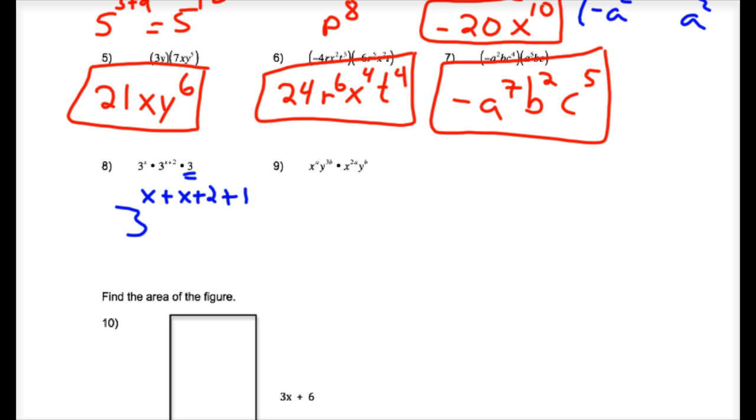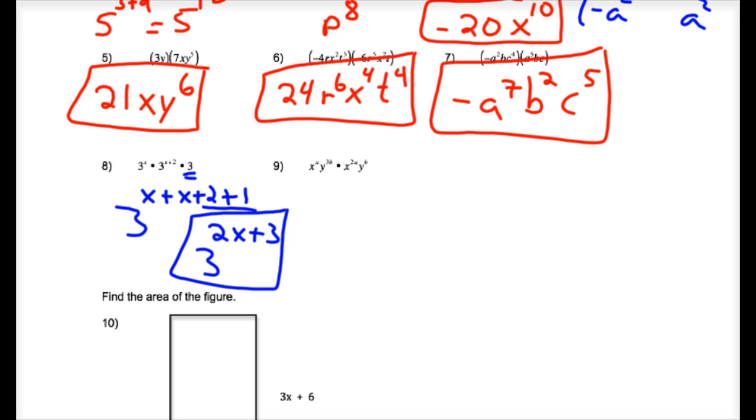Who's got the answer? Combine all your like terms. You can do this. Brander. Same deal: 3 to the 2x plus 2 plus 1. Combine your 2 plus 1. So 3 to the 2x plus 3 power. You're going to have something like that. Welcome to algebra, people.